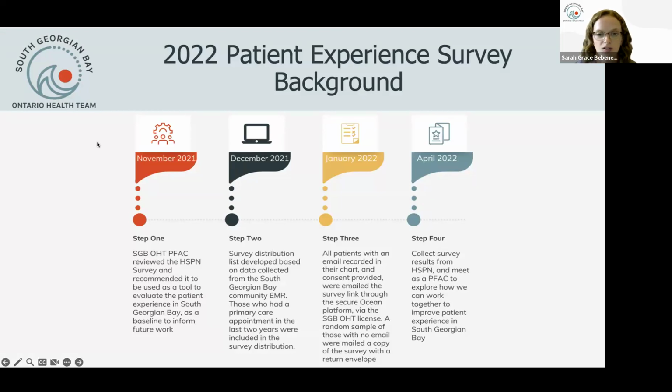So this is just a bit of background in terms of our experience delivering and distributing patient experience surveys to date. As you can see there, the work really began in November of 2021, where our OHT PFAC met to evaluate what our options are for surveying our entire attributed population of our OHT. And through this process, we extensively reviewed available survey and PREM and PROM data collection opportunities, including the HSPN Patient Experience Survey, which was a relatively new tool at the time.